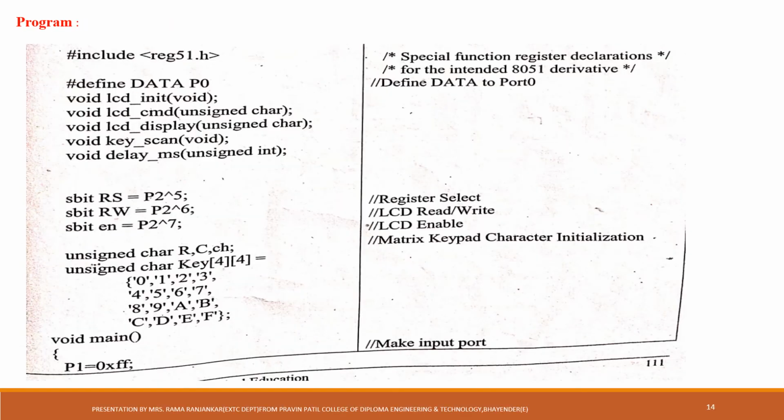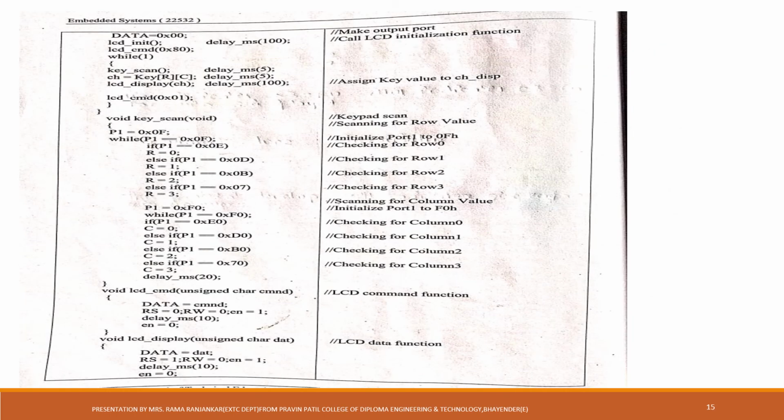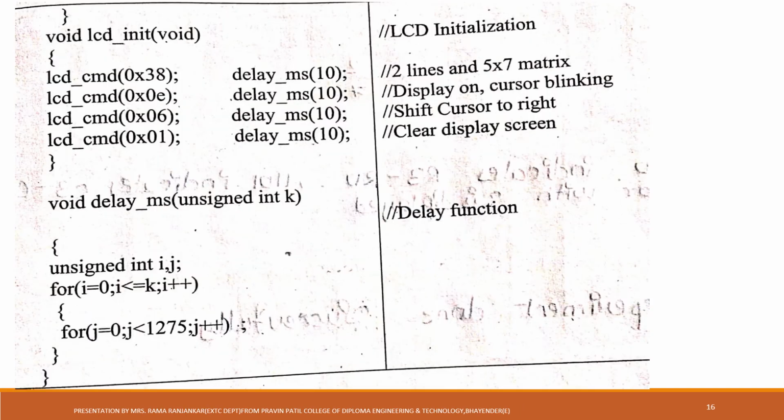So let's see the program. In the program, this part shows the initialization of the keyboard as well as the LCD. Here we define the status of columns and rows, and finally we are going to display the value on the LCD.